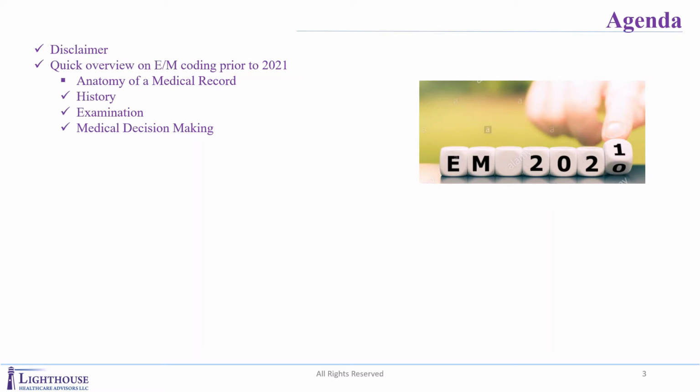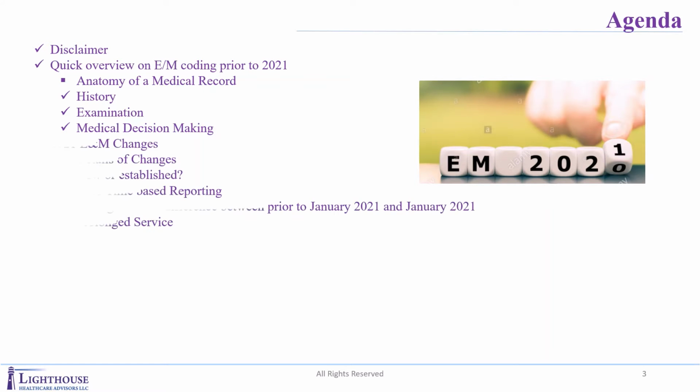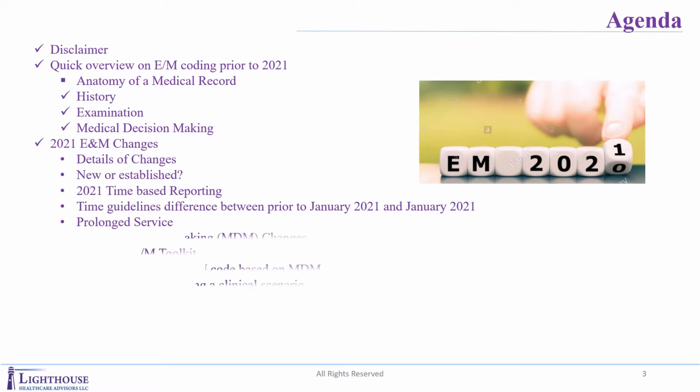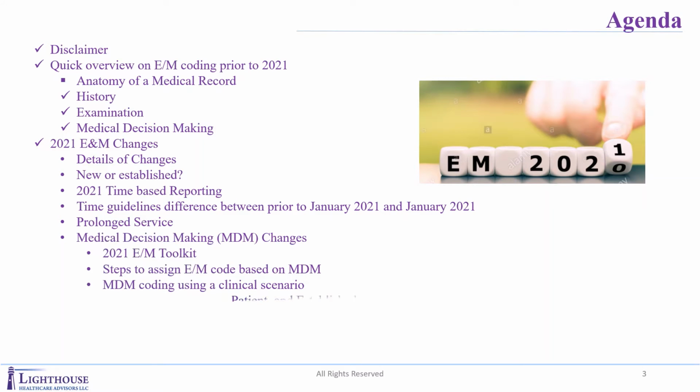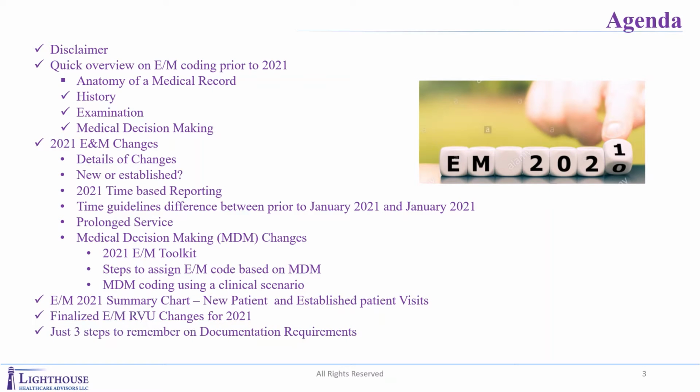Let's review the agenda for this webinar. We will see the disclaimer for this webinar. Quick overview for E&M coding prior to 2021. 2021 E&M changes. Prolonged service. Medical decision-making changes. E&M 2021 summary chart, revenue table and 3 key steps to remember for accurate documentation. At the end of today's session you will understand the new 2021 changes and guidelines.